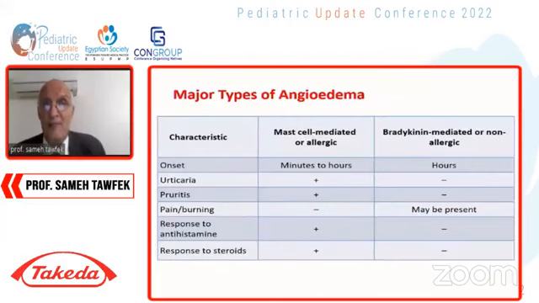Major types, as we mentioned: mast cell mediated and bradykinin mediated. Mast cell type starts within minutes to hours, and there is urticaria, and there is pruritus, and there is a good response to antihistamine, and a good response to steroids. But bradykinin mediated has a longer duration, taking hours, and there is no urticaria, no pruritus, no response to antihistamine, no response to steroids, and maybe pain or burning sensations.